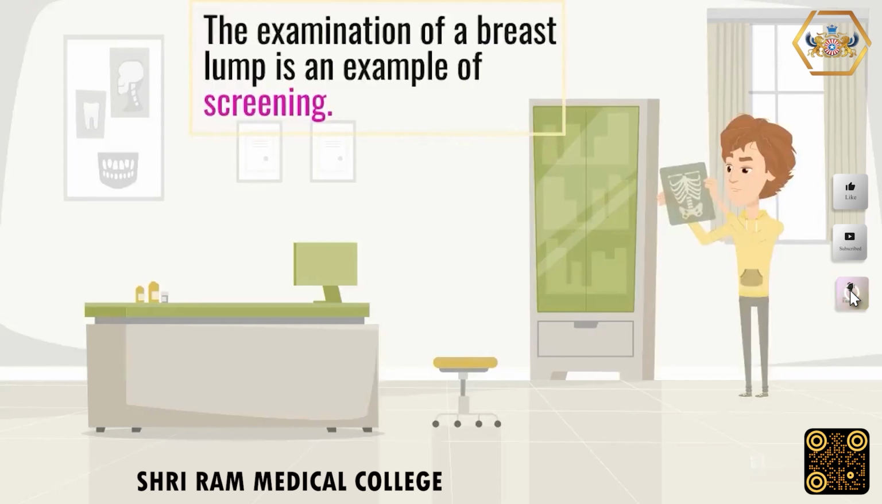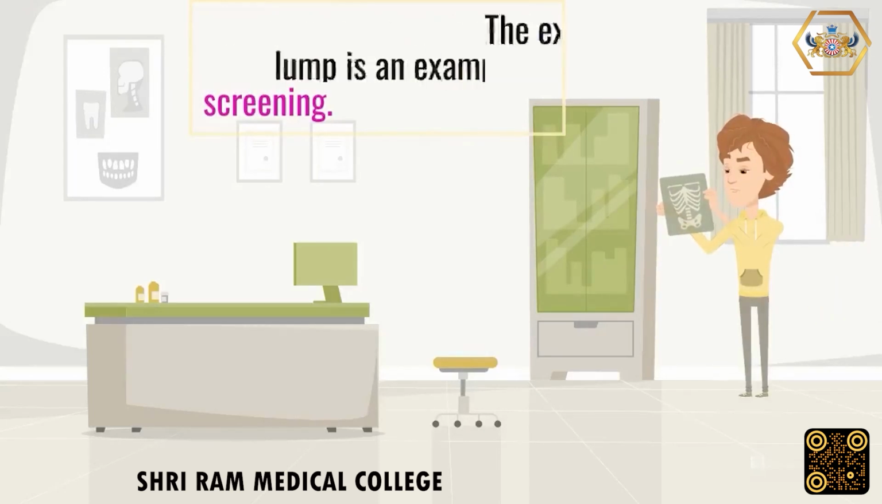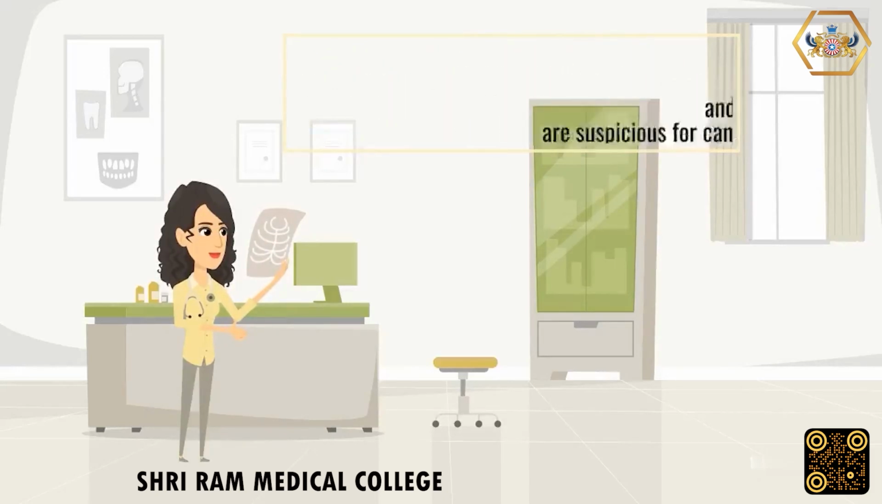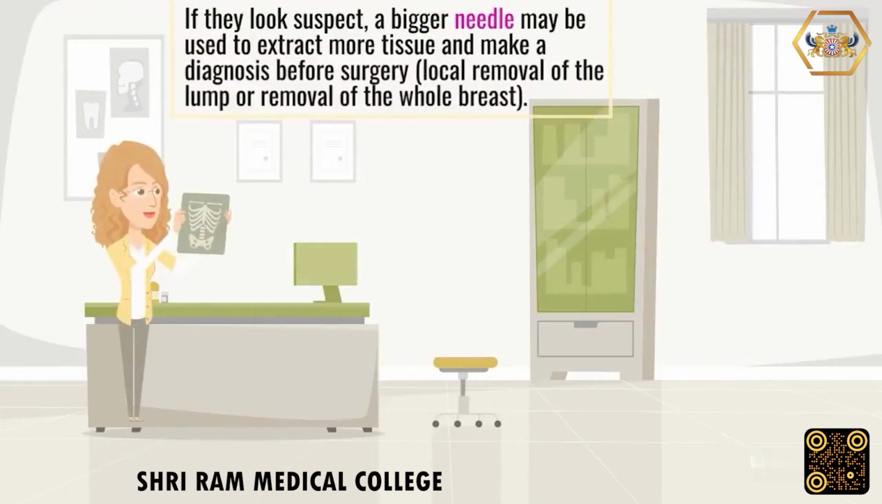The examination of a breast lump is an example of screening. A needle aspirate of the lump submitted for cytology, along with the clinician's assessment and imaging testing, will reveal if the breast cells are suspicious for cancer or appear bland or benign. If they look suspect, a bigger needle may be used to extract more tissue and make a diagnosis before surgery, local removal of the lump or removal of the whole breast.